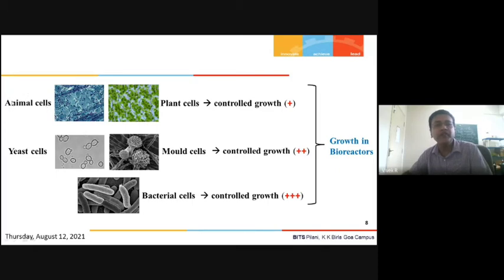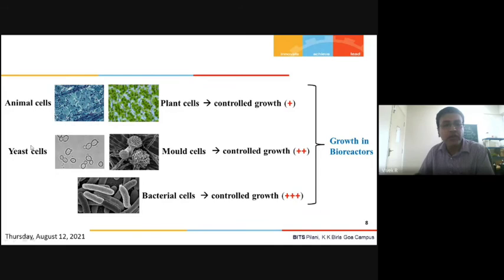Okay, so when it comes to growth of animal cells or plant cells, again, we as a user have very little control over their growth. Because animal cells and plant cells, as you know, are eukaryotes, that means they have very complex cellular machineries. So all these machineries, we basically don't have much control over. And these cells tend to form tissues. And then they are largely shear sensitive. Even with the application of a small force, they will try to break. So all such constraints give us a kind of unfavorable condition for maintaining a controlled growth. So I give a single plus for the growth of animal cells and plant cells.